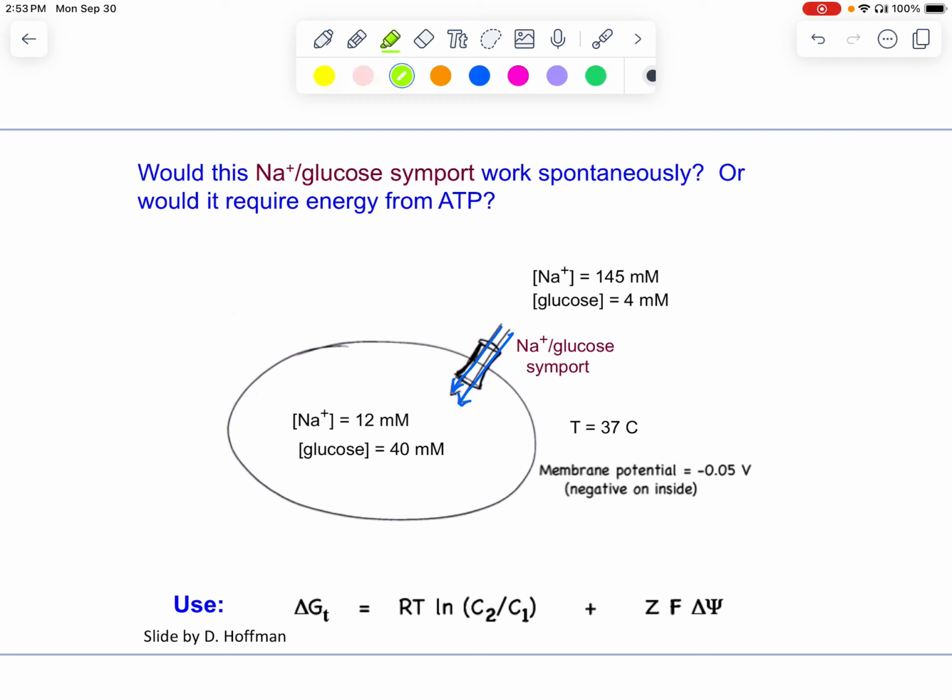As we look at the sodium, I see it's going from an area of higher concentration to an area of lower concentration. And so we know that that is favorable. Okay, the concentration, let's write that, sodium, the concentration gradient is favorable.